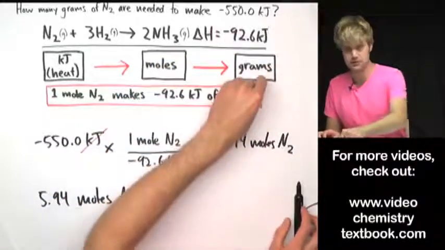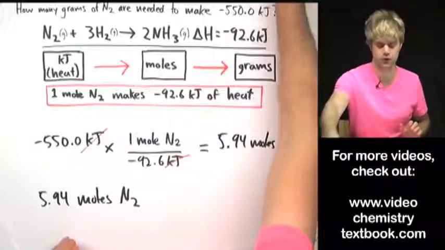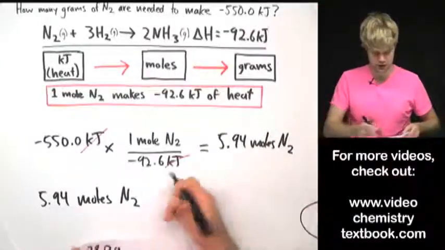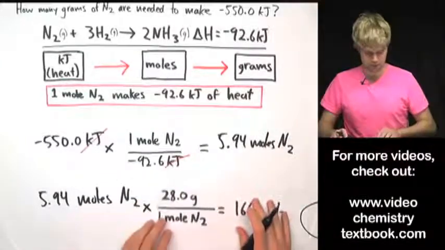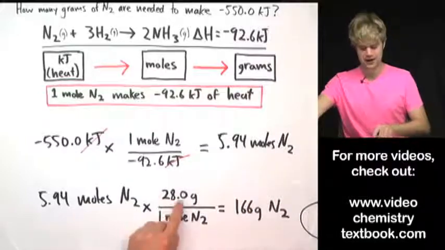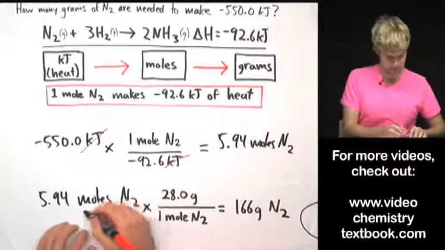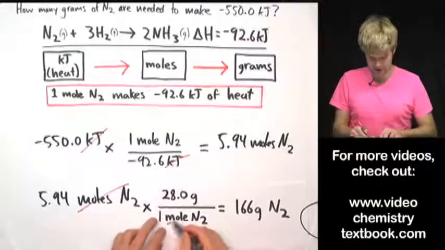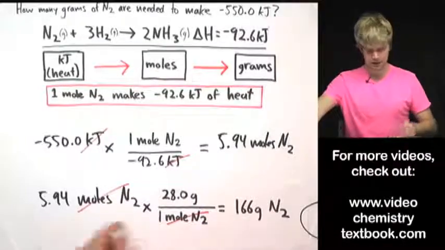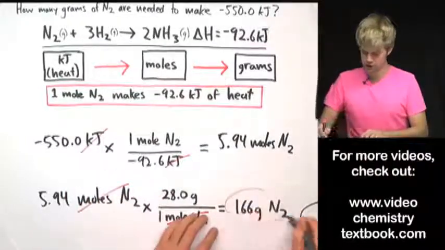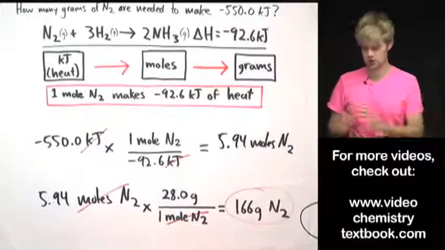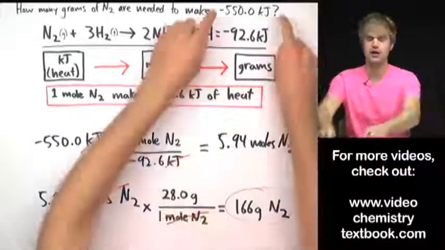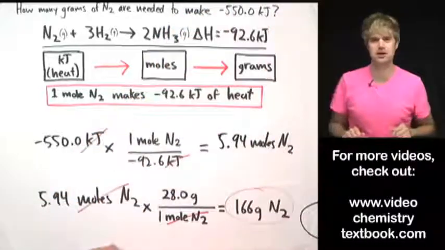So now I have my moles of N2, and to take the final step from moles of N2 to grams of N2, I'm going to want to use a conversion factor that makes use of the molecular weight here, 28.0 grams. Moles N2 cancels there, moles N2 cancels there, and I end up with 166 grams of nitrogen in order to make this much heat.